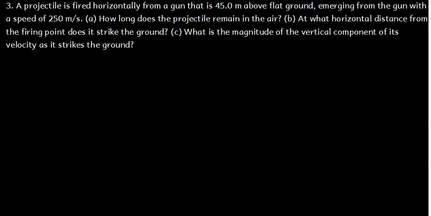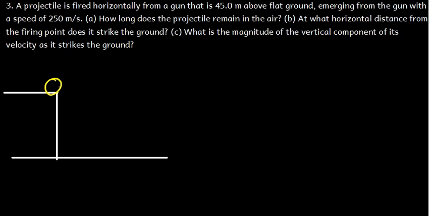Now it is very, very important for us to understand the question. As we can see, this is still the first trajectory where the gun was shot from the top of the building. So we can come up with a free body diagram. Let's say here is our gun. It was shot from the top of the building until it falls there.